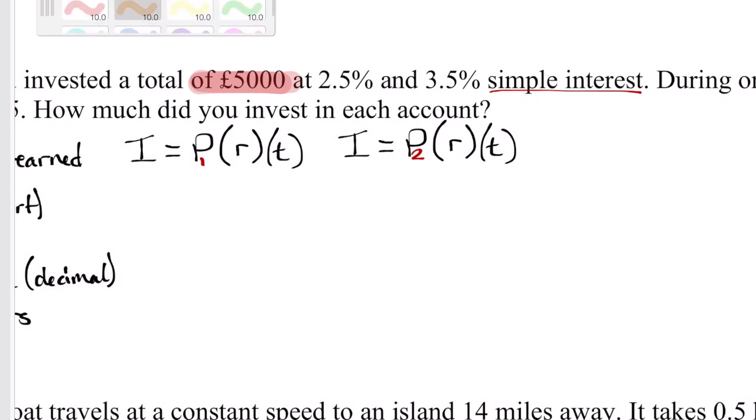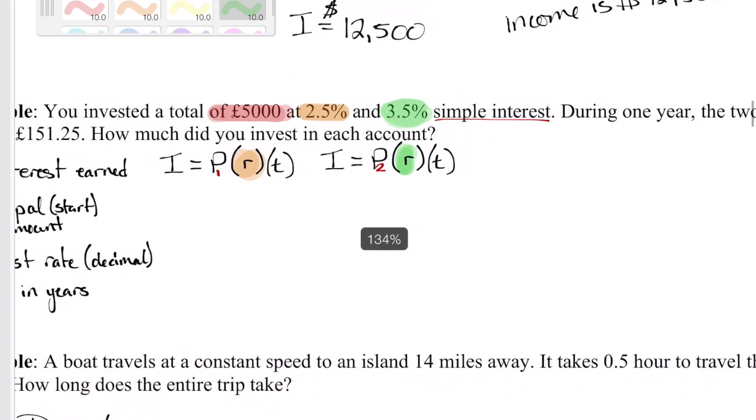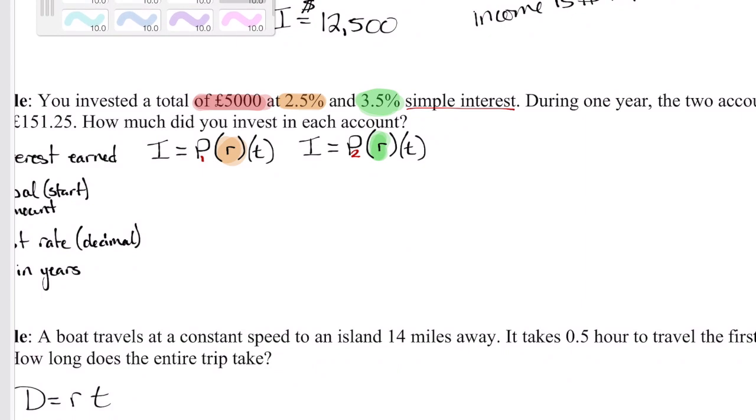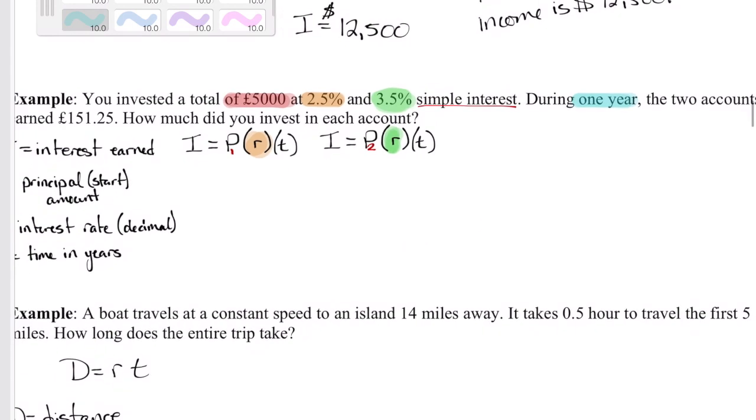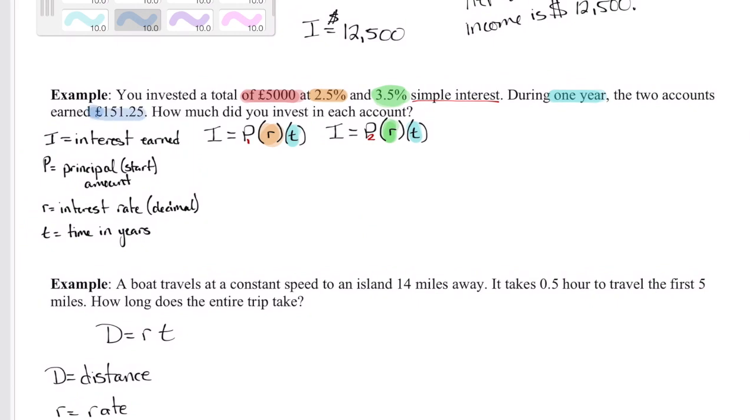They did tell me, though, my interest rates. So for one of them, I had 2.5. For another one, I had 3.5. So those are my R's, my interest rates. And they also told me that during 1 year, so I've got my time there, I've got 1 year, the two accounts earned a total of 151 pounds and 25 pence. So that 151 is talking about both of the interests gained together.